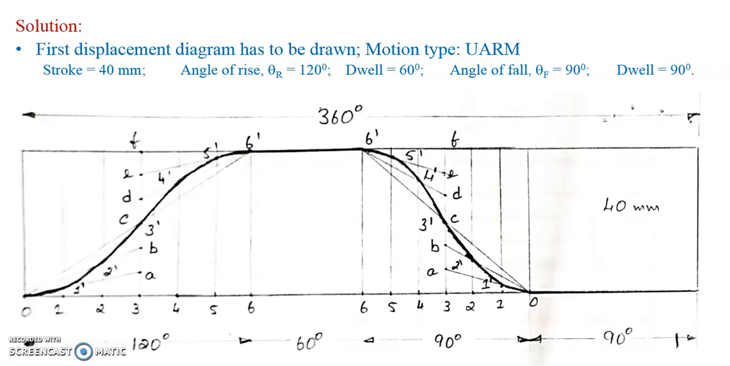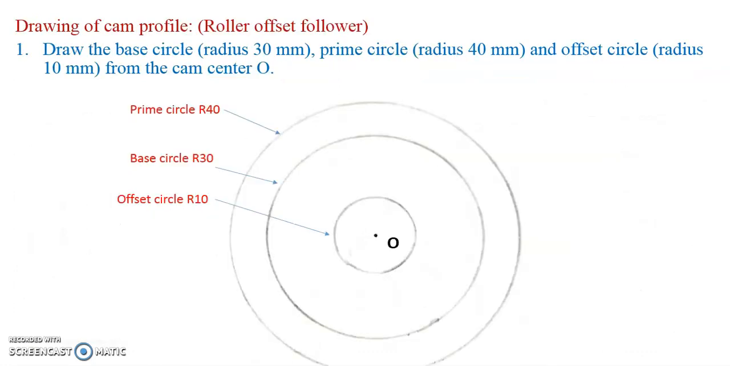Let us next see how to actually draw the cam profile. For the inline follower we have drawn the base circle and the prime circle. Here, point number one: draw the base circle whose radius is 30 mm, the prime circle whose radius is 40 mm, and the offset circle whose radius is 10 mm from the cam center O. Just like for the roller follower, you always start with the base circle. They have given that, so draw that.